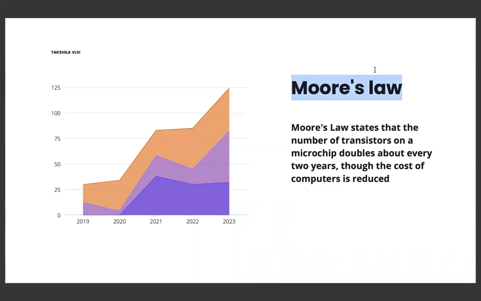What he stated was, every 2 years, the number of transistors that would fit into a space will double. And that has been really true, looking at the trend, and the cost of computers will come down. Do you agree that it is really the case or not?